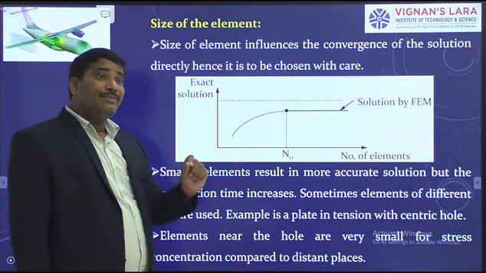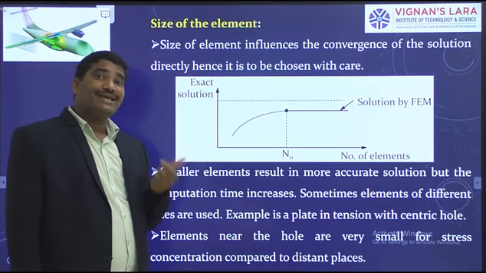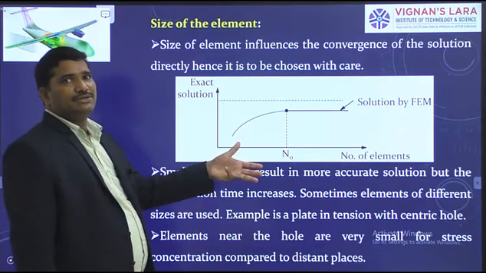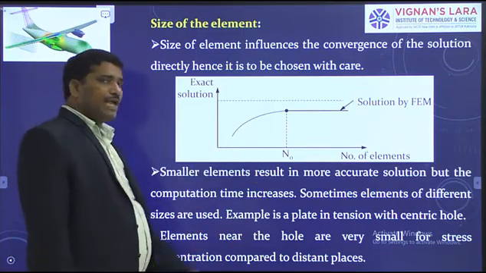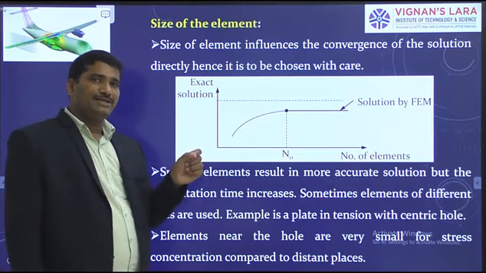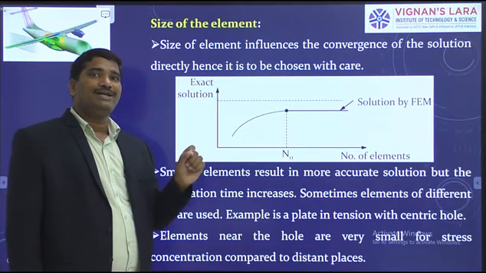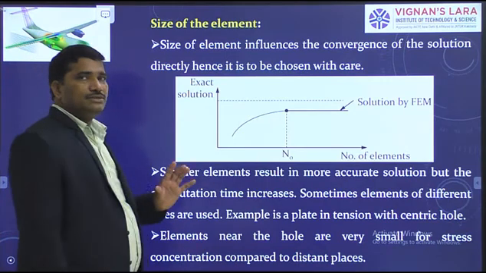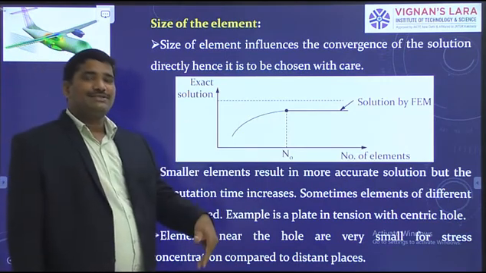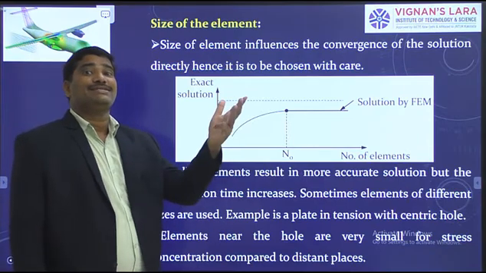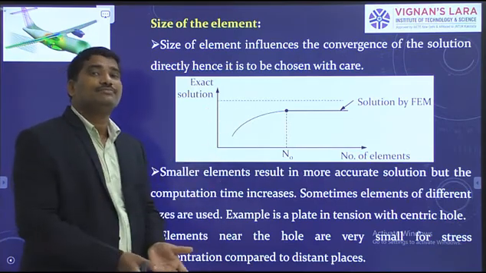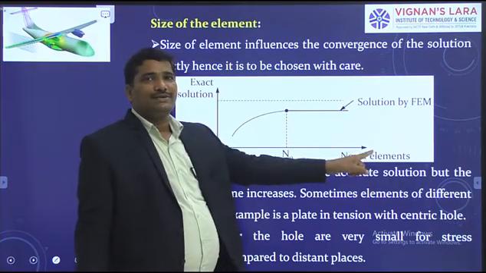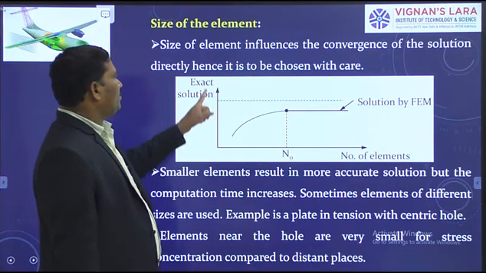When the size of the element increases, what happens? When the size of the element decreases, what happens? That is what we would like to learn here. Everybody has to choose a suitable element with correct size. When the size of the element decreases, the number of elements increases when you idealize the same domain. I take the number of elements on the axis and the solution as the ordinate.